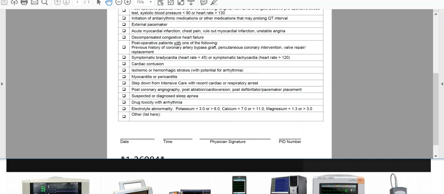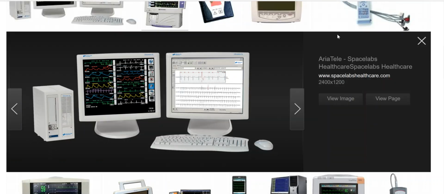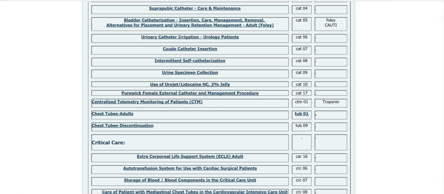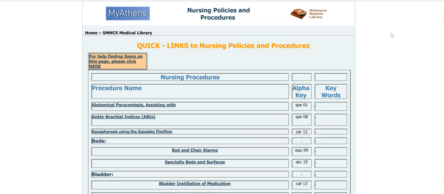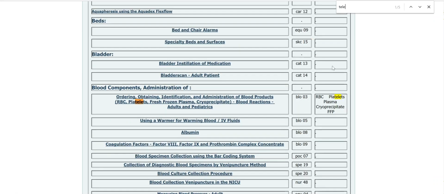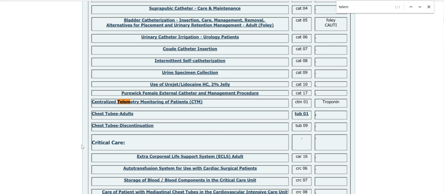Now let's take a look at what are some of the concerns that we have in providing that care. So if you go to your nursing procedure manual and you're at top and you hit Control F and you typed in telemetry, you'll see that you'll come to the telemetry policy.